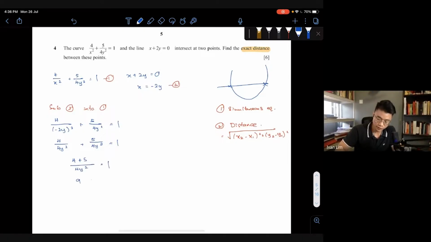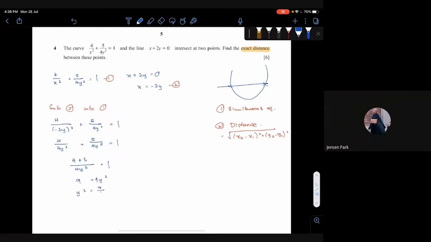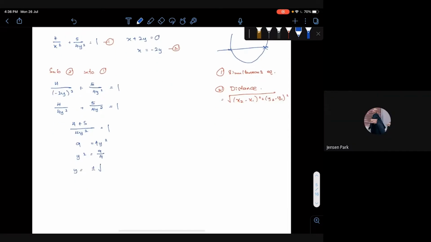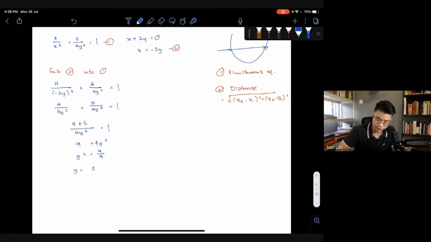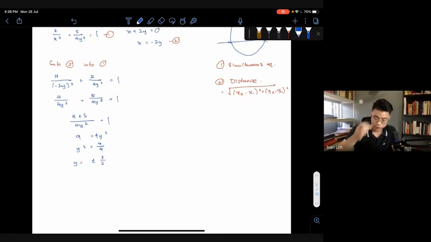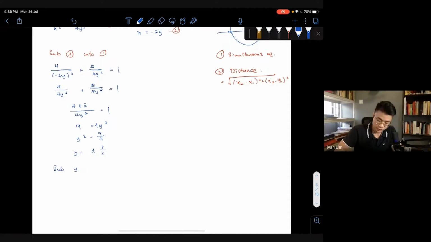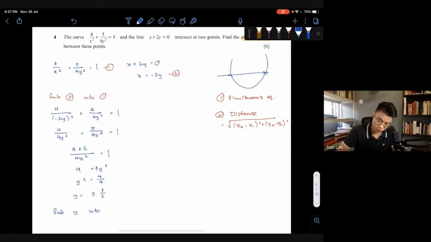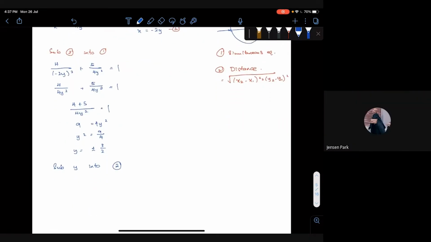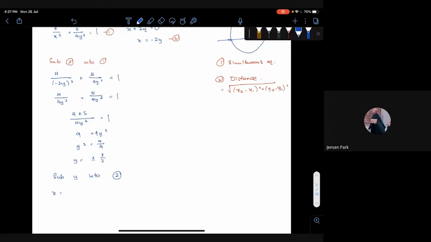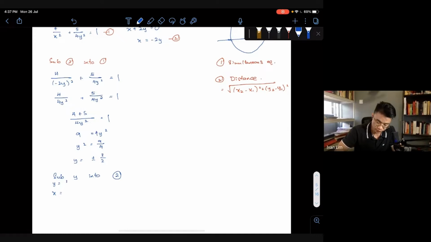So I get 9 equals 4y squared, then y squared equals 9 over 4, and y equals plus minus 3 over 2. So I got y equals plus minus 3 over 2. Now sub y into equation 2. Let's do the positive one first.